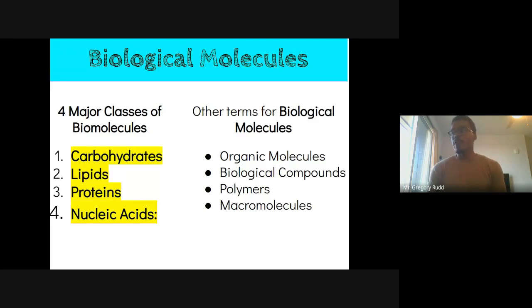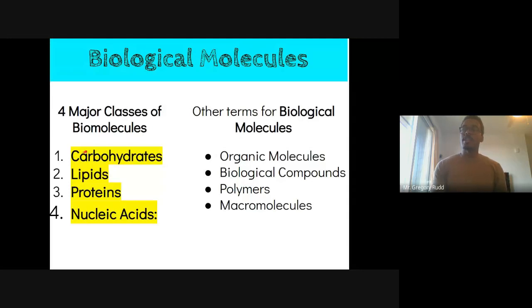You will also hear me refer to these biological molecules with other terms as well: organic molecules, polymers, macromolecules. We're talking about these same 4 things, so don't be confused by that. And these same 4 things appear in all life forms. They appear in different proportions in different places, but even within one singular cell, you're going to see each of these 4 things.